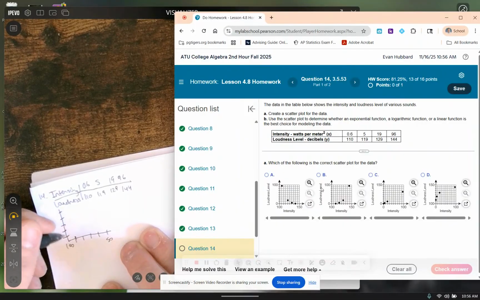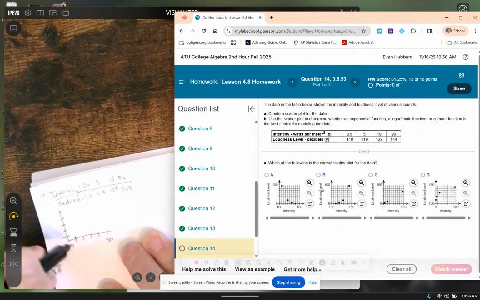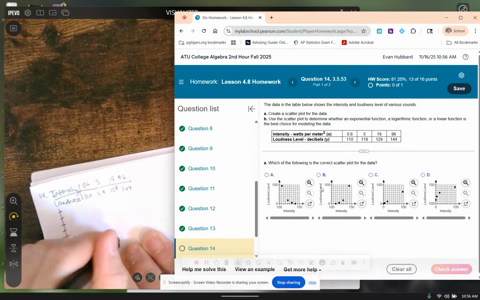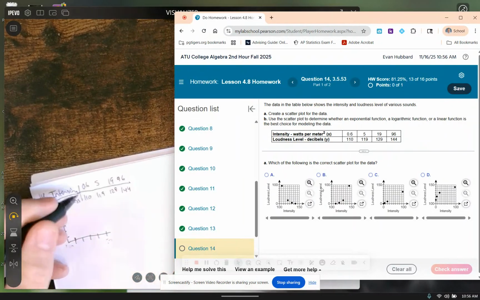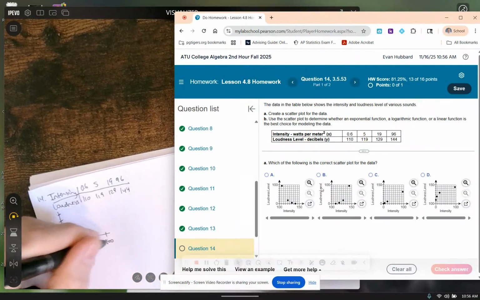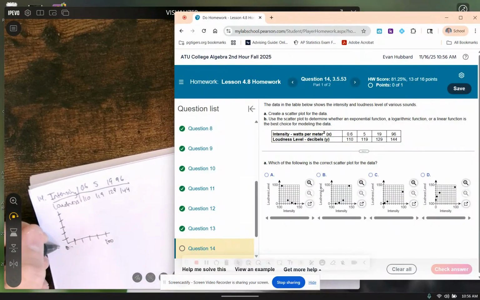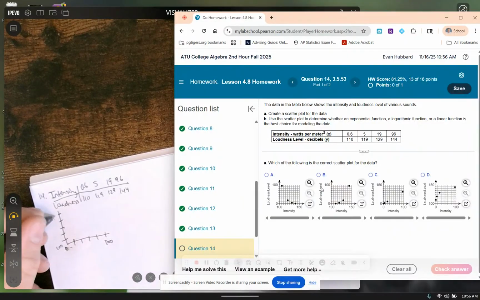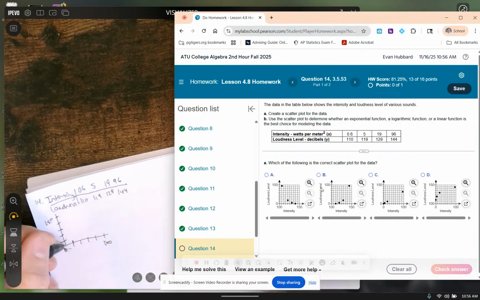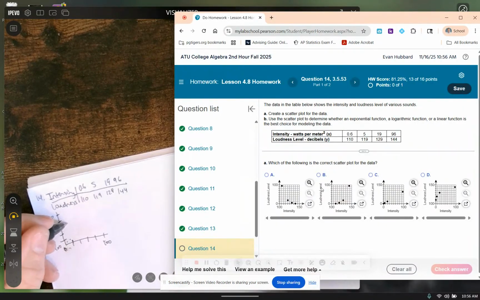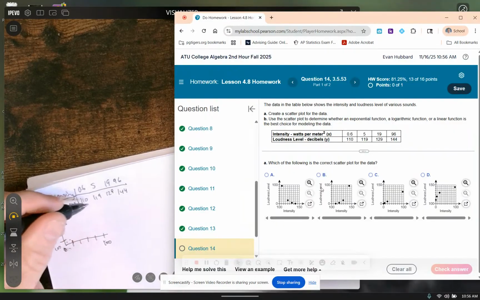Oh, goodness, I did this backwards. I'm sorry. This is 0. X is 0 to 100. Y is 100: 110, 120, 130, 140, 150. Jeez, get it together. So 0.6 and 110, 5 and 119, 19 and 129. So it goes about right there. And then 96 and 144.